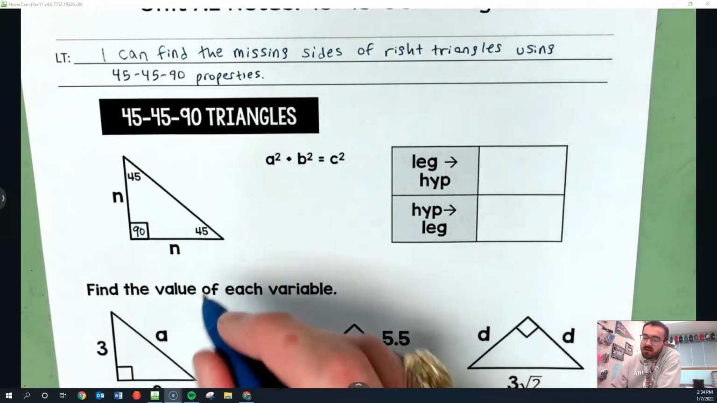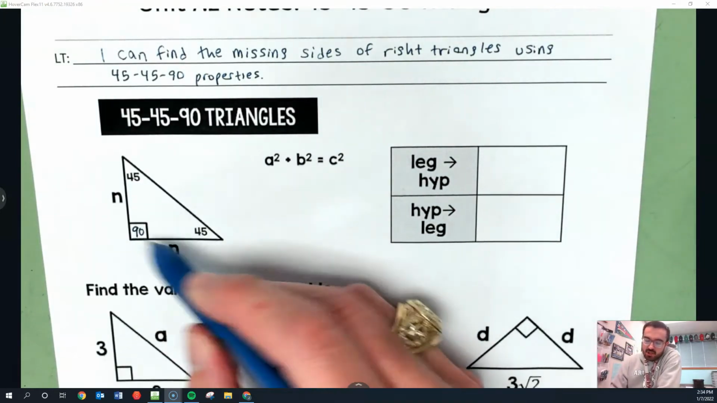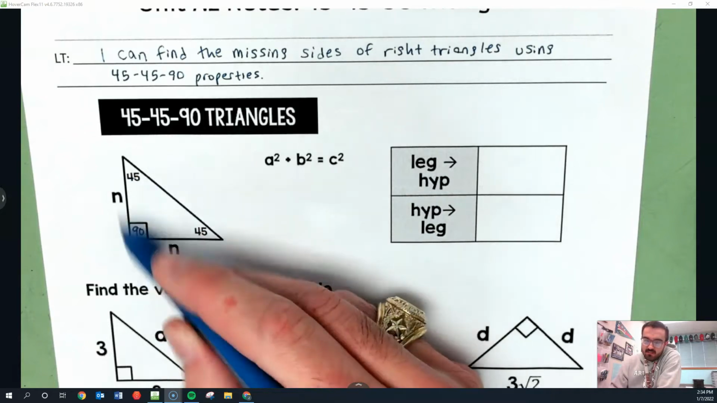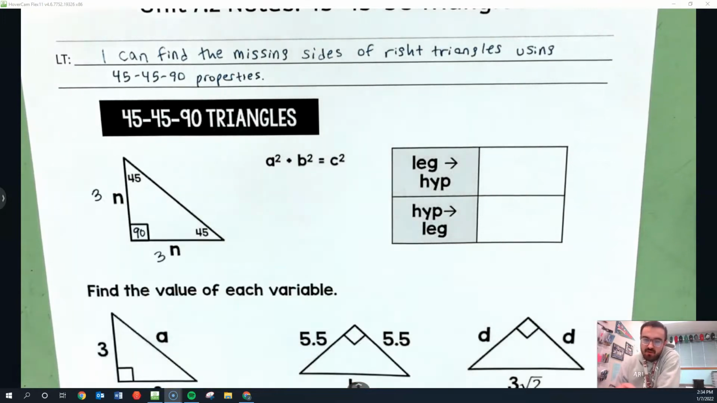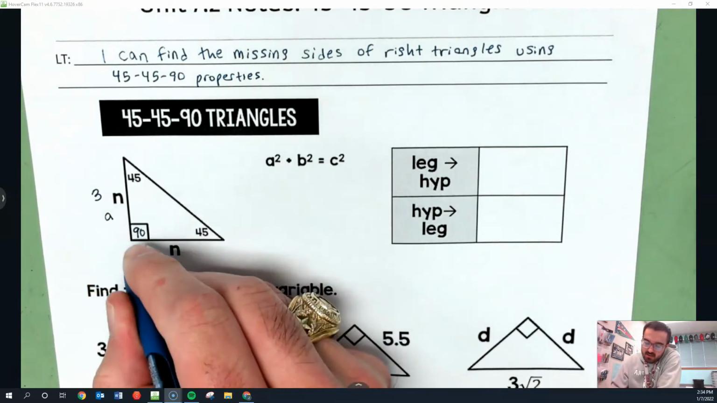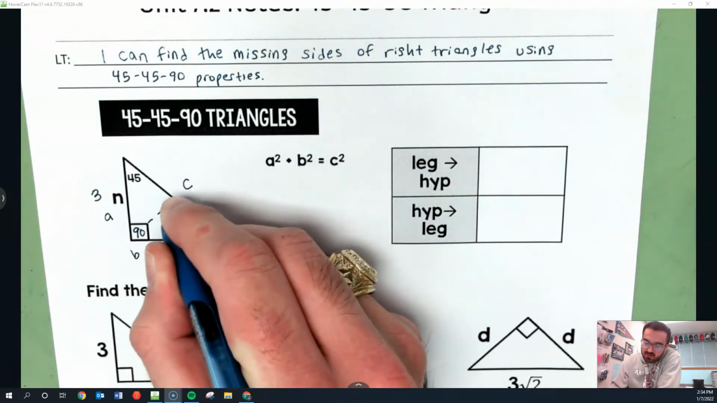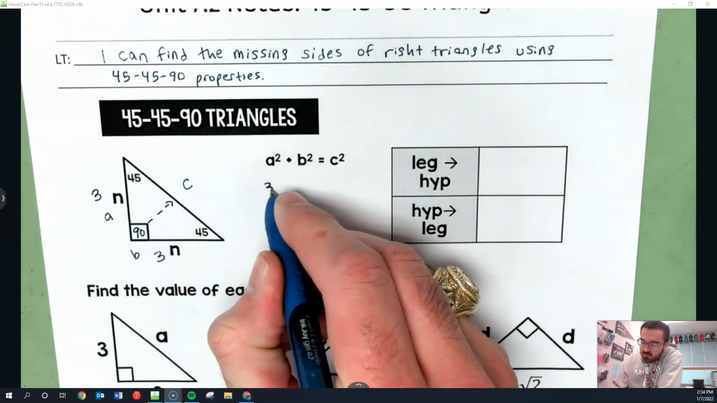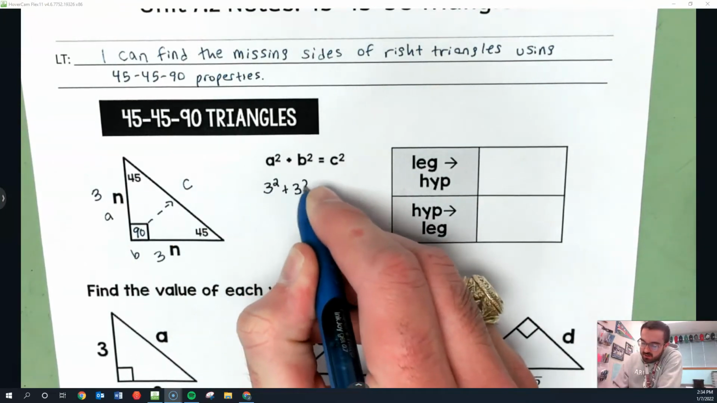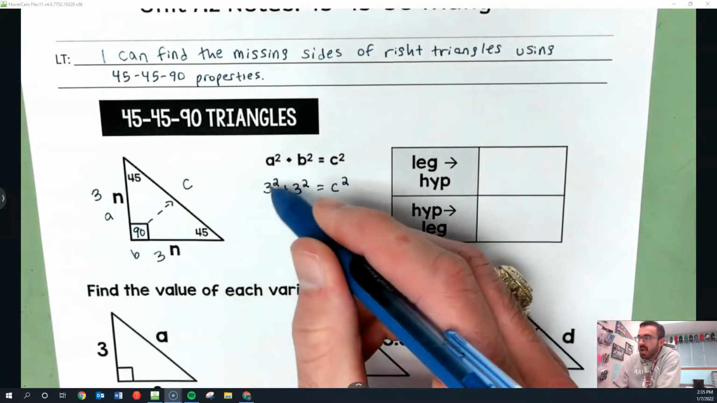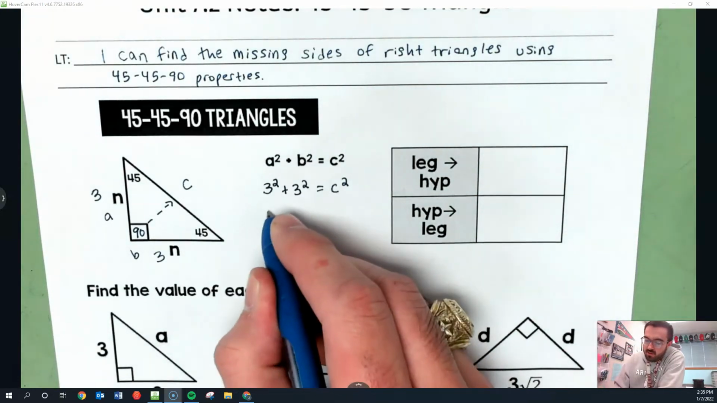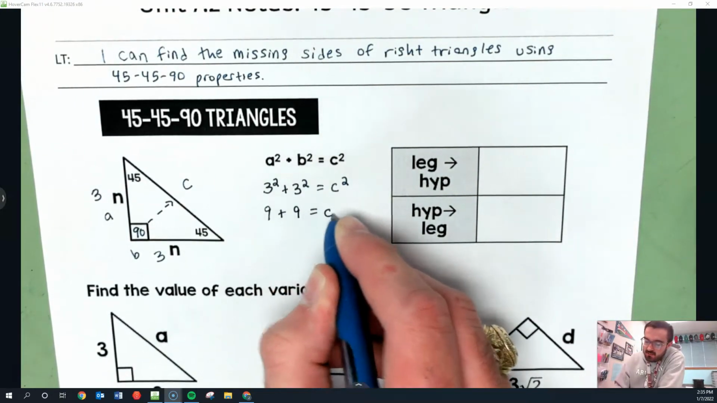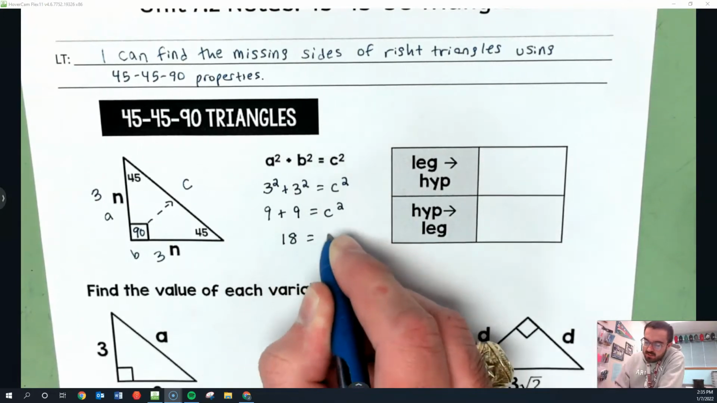So first of all, if I said that my two legs, those are the two sides that meet at a right angle, let's say they were both 3, could we find C? Okay, so if this is A, B, and C is the hypotenuse because it's across from the right angle, I could do 3 squared plus 3 squared equals C squared. And I could keep solving this until I have C. So I'm going to do that sort of quickly. 3 squared is 9 plus 3 squared is 9 equals C squared. 9 plus 9 is 18 equals C squared.